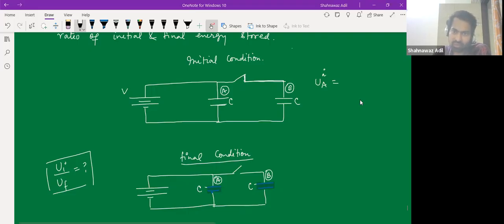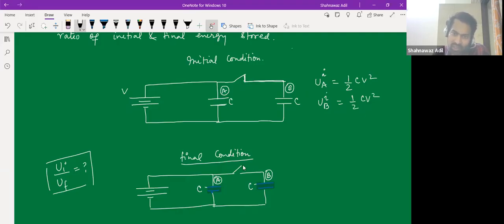Half CV square. And what would be the energy stored in device B? Half CV square. Good. So this is the energy stored initially in both the devices when the switch is connected.